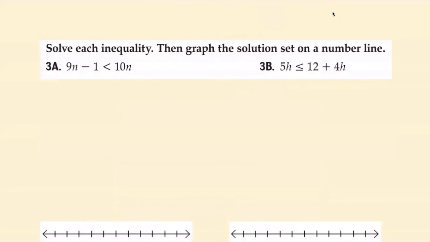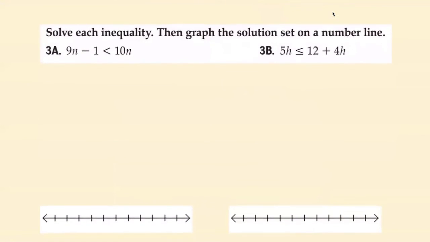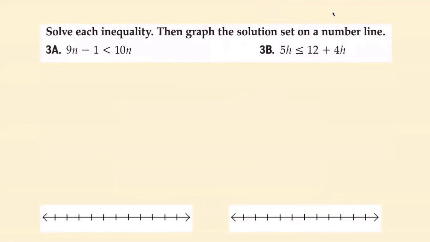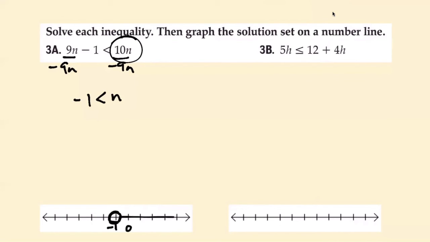For these two, I'm just going to go through them quickly to show you it's the same process. 9n over here, 10n over there, so that means there's more on this side. So I'm going to subtract 9n from both sides. That's going to give me -1 is less than or equal to n. I'll put -1 somewhere, let's put it right there. And this means n is greater than or equal to -1. So you put your circle around -1 and you draw your line, just like that.